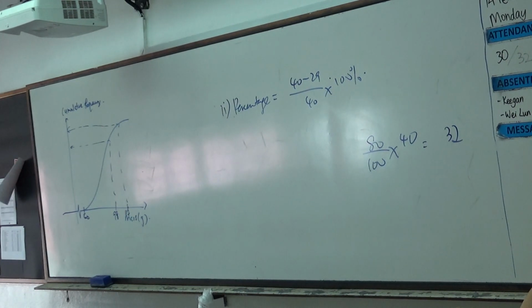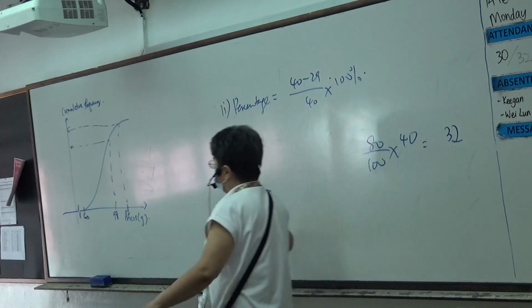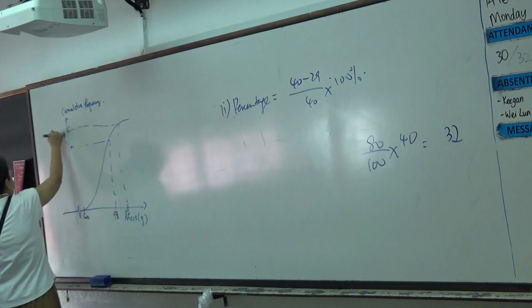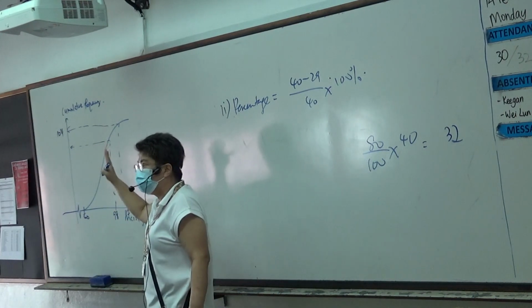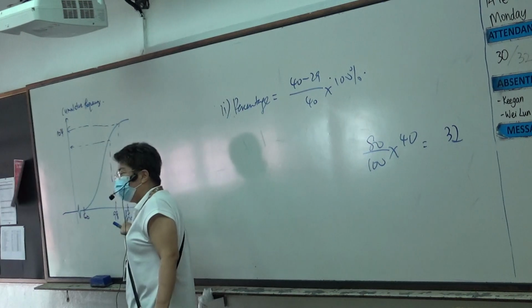Do you get a 104? Okay, I want to ask this question. This is 104. What does it mean? That means 104 apples have mass less than this one, right?